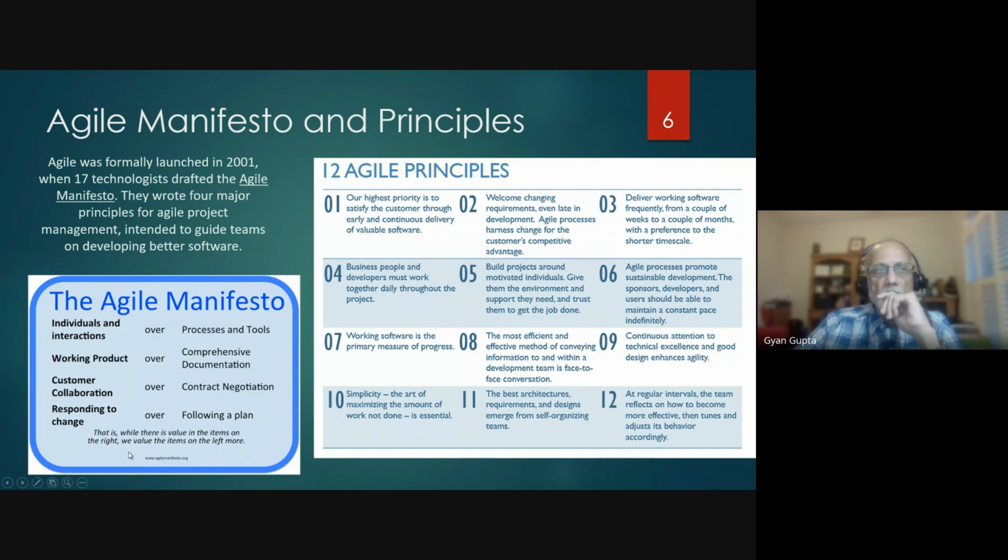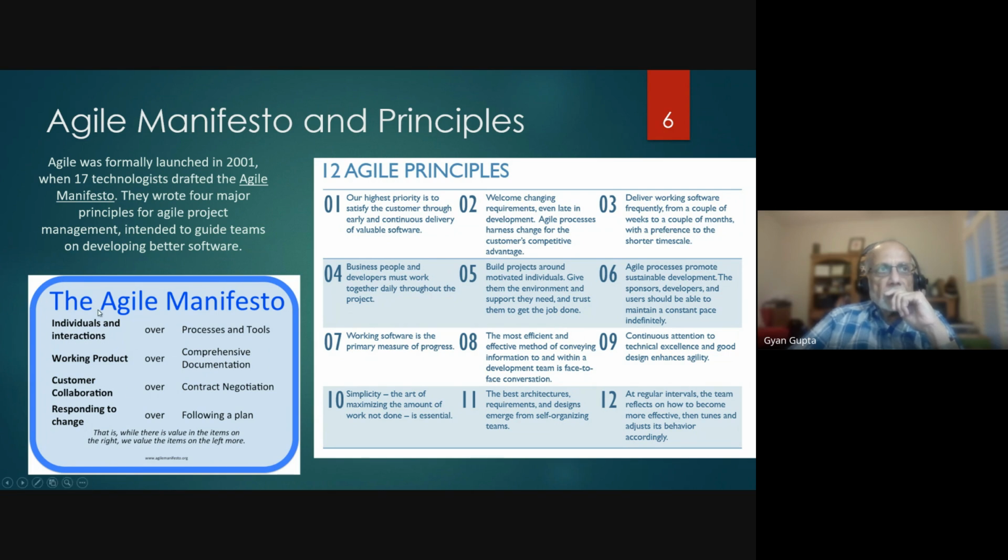So here's another key line I want you to read, right? That is, while there is value in the items on the right, we value the items on the left more. We still do process, we still do documentation, not a whole lot. We still negotiate contracts, and we still follow a plan. But these things are more important. If I have to create a working product versus writing documentation, I'll work on the product rather than write documentation. That means, don't ask me to write a requirements document while I can be coding the software, right?